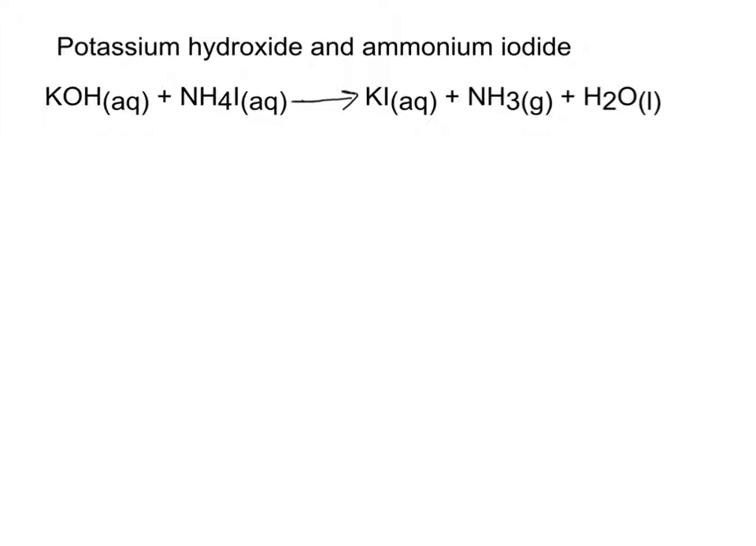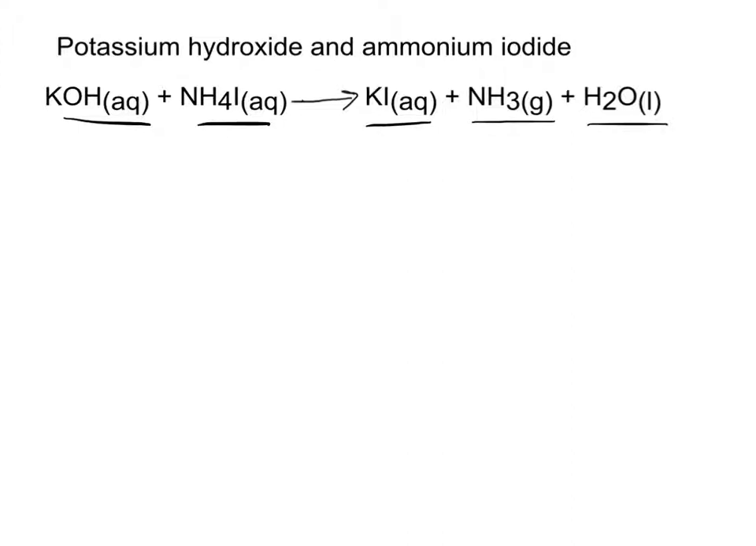So today we're getting started with potassium hydroxide and ammonium iodide, right? Here we go. I've gone ahead and taken the liberty of setting us up with our molecular equation, just for the sake of time, I don't want to make this video too lengthy. So we have potassium hydroxide, ammonium iodide, and that's going to yield potassium iodide, ammonia gas, and H2O liquid.